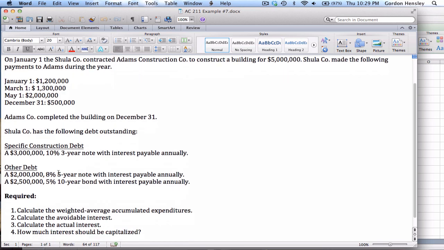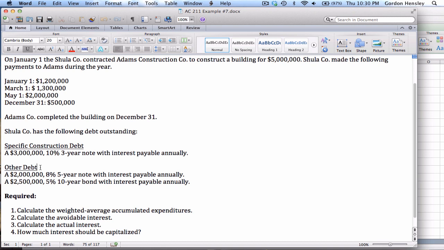But then we have other debts that we've taken out just for general financing of the company. And those include a $2 million, 8% 5-year note with interest payable annually, and a $2.5 million, 5% 10-year bond with interest payable annually.